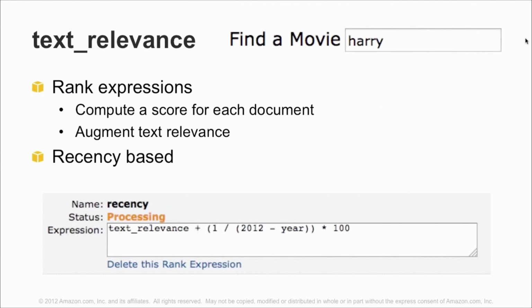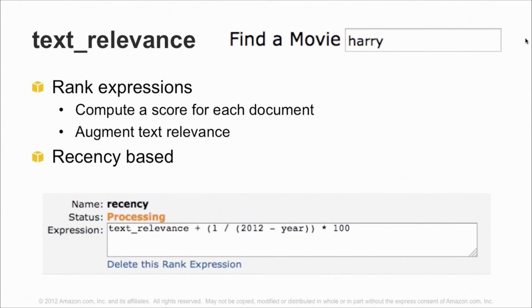One kind of rank expression that's useful is a recency-based rank expression. What we try to do here is say, if we have a year, what we'd like to know is what are the more recent documents that matched? In this case, because we're looking for Deathly Hallows, that's a more recent movie. We'd like to see that one move up in the ranking.